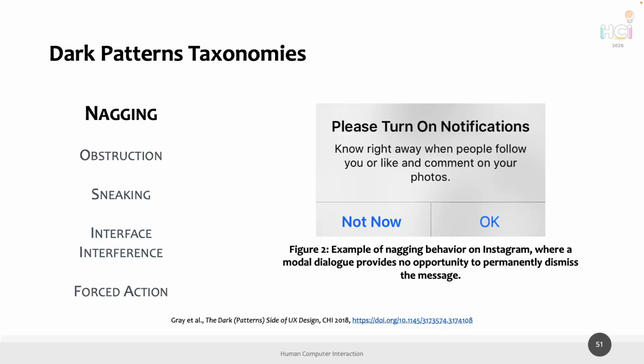So the current task is interrupted one or more times by another task, which is totally unrelated to the main task, and it's probably there just for capturing something from the user. And this is an example from Instagram, or at least an older version of Instagram. I don't know if it's still there. So an example of nagging behavior where there is this pop-up to turn on notifications on Instagram.